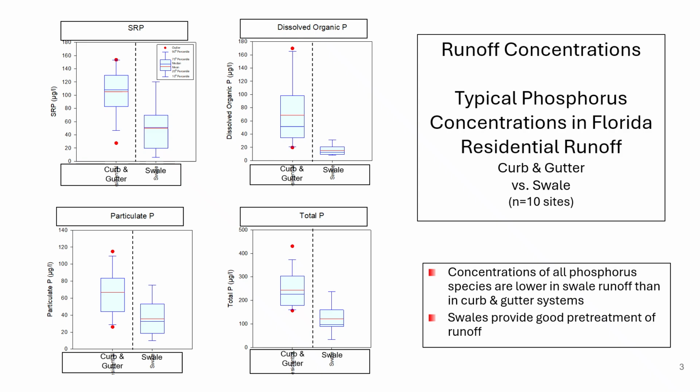This finding is significant because it demonstrates that swales provide effective pretreatment of runoff, actively reducing phosphorus levels before the water enters other drainage systems or natural bodies. It really highlights the value of swales in managing and improving water quality by removing phosphorus.